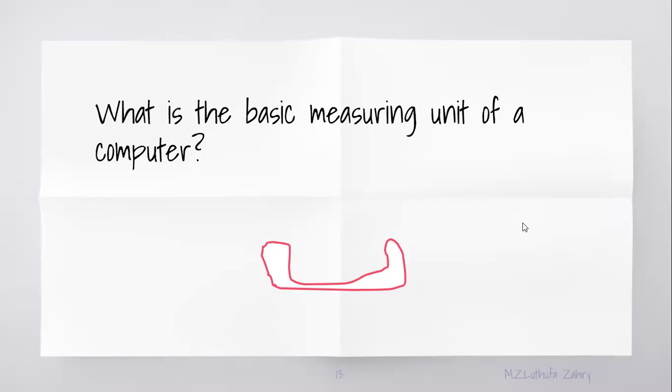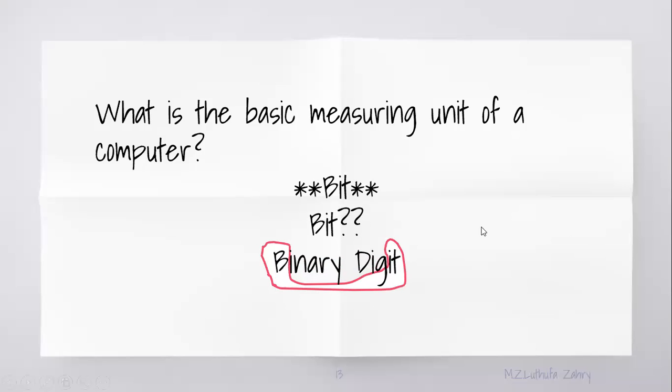Measuring unit of a computer. It's bit. Bit is the measuring unit of a computer. Computer speed or anything, the basic measuring unit in a computer is called bit. What is the bit? It is binary digit. The first B and the last IT is bit. So if they ask you what is the basic measuring unit of a computer, it's bit.